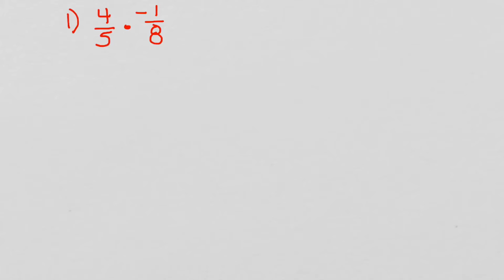So the first thing that we're going to do is see if we can cross-reduce or cross-simplify. So I'm going to look at the 4 and I'm going to look at the 8. And 4 goes into both of those numbers, so I'm going to reduce by 4. So 4 goes into 4 one time, 4 goes into 8 two times.